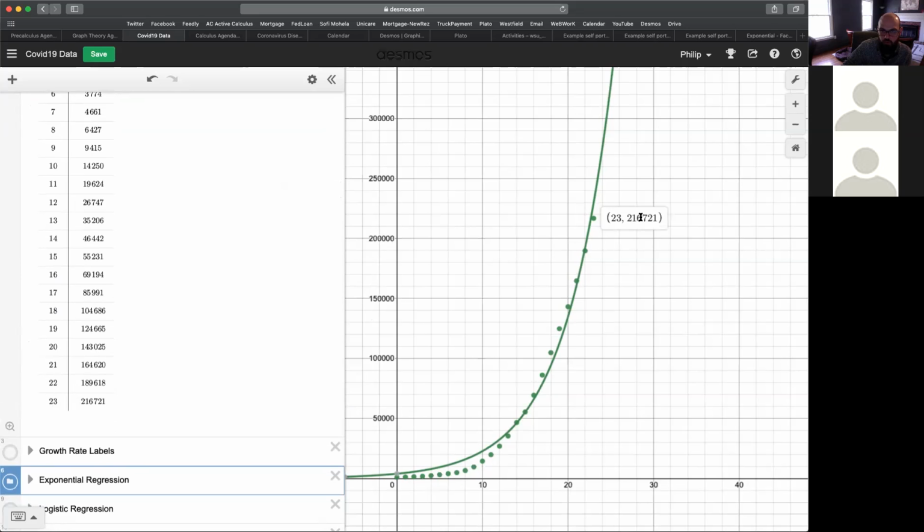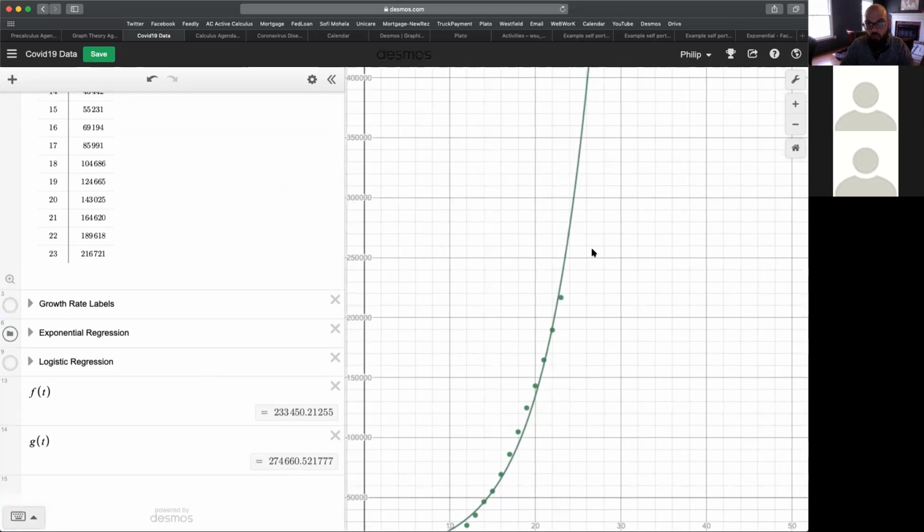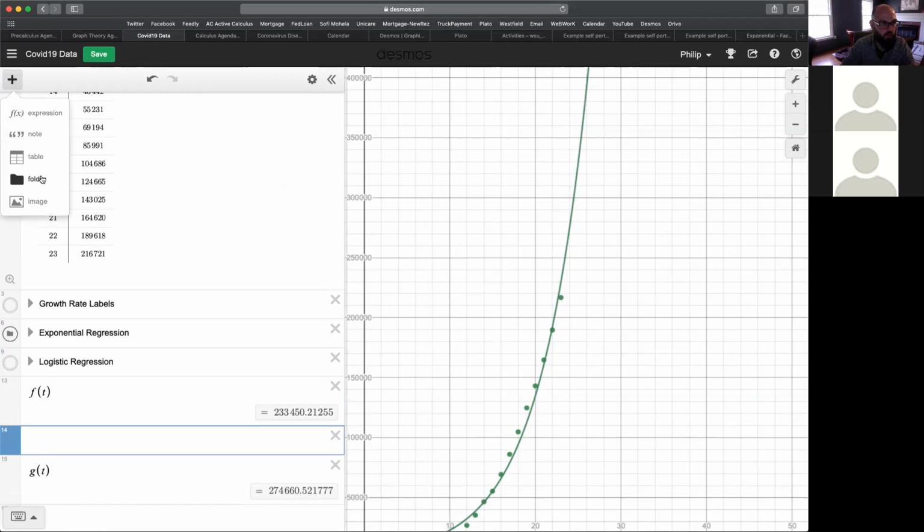And we have 216,000 cases. So if I wanted to predict how many cases we would see tomorrow or next week, this line is a predictive line that says what we are going to have tomorrow. So this exponential model right here, I'm going to put a little note in this.